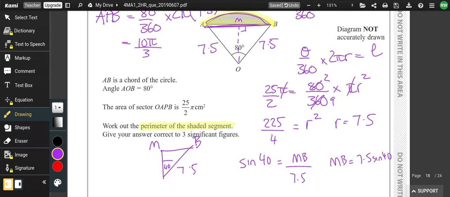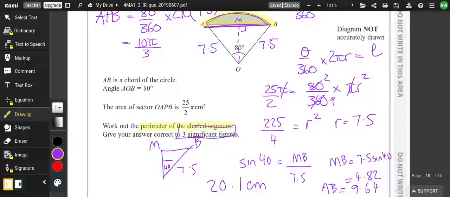7.5 times sine 40 is equal to 4.82. So that gives me MB, but we want double that to get AB. So I'm going to times that by 2. AB is 2 lots of MB because it's a halfway point. It's 9.64. And then I'm going to add the arc length. So I'm going to add 10 pi over 3. 20.1 centimeters to 3 SF. Okay, 3 significant figures. Always check that rounding.